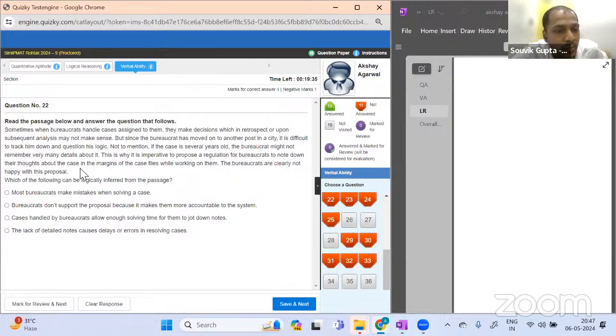The bureaucrats are clearly not happy with this proposal. Bureaucrats don't support it because it means they have to maintain notes on most cases handled. Yeah, bureaucrats will support cases handled by bureaucrats.